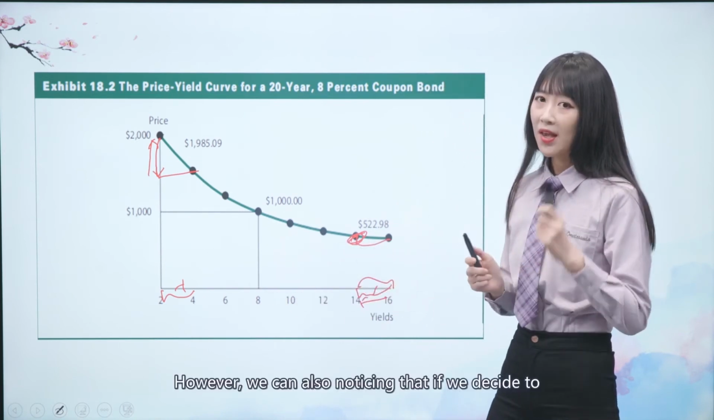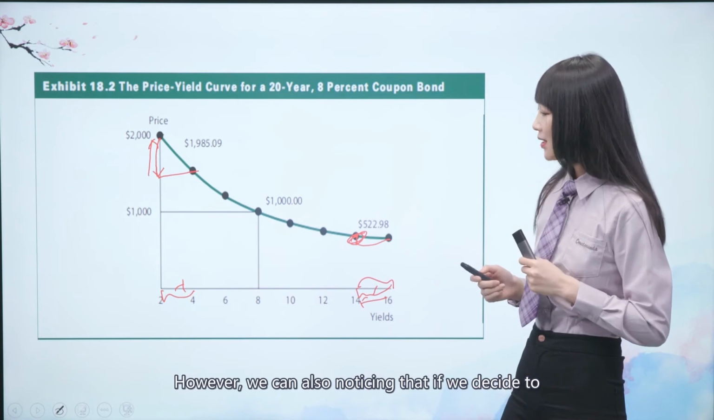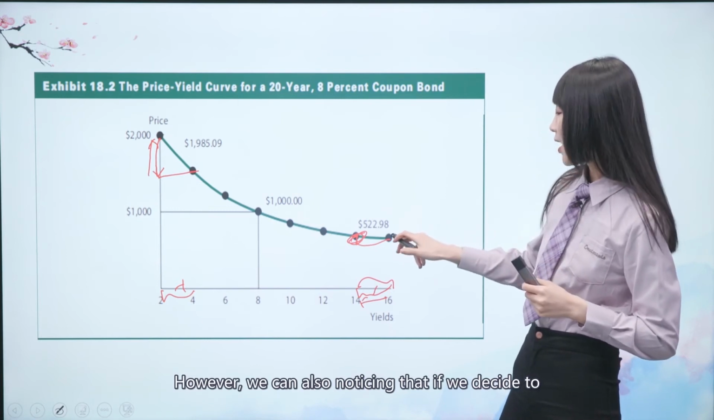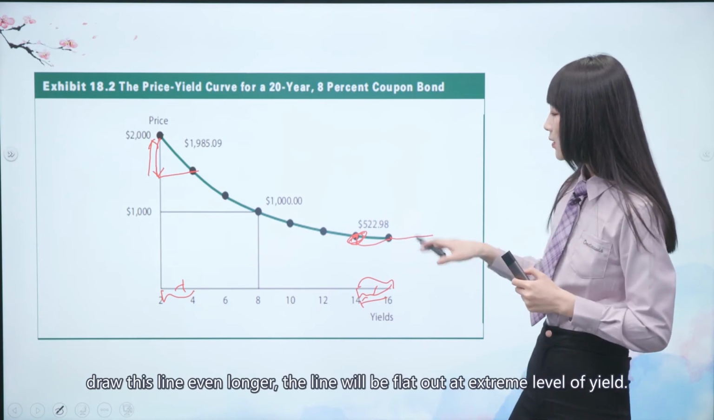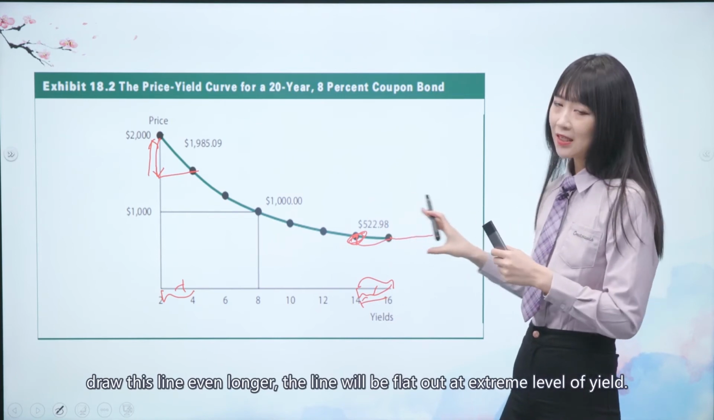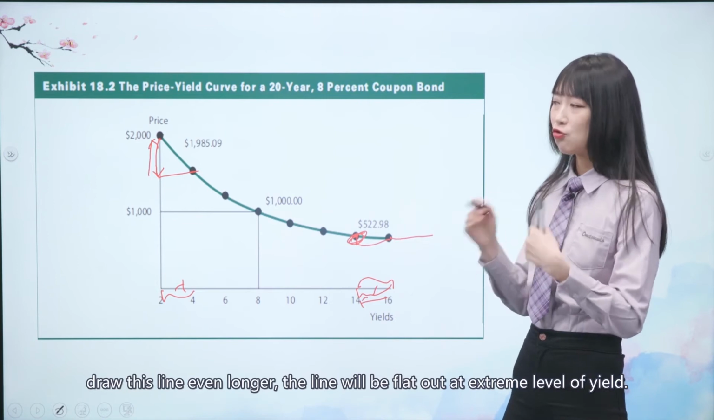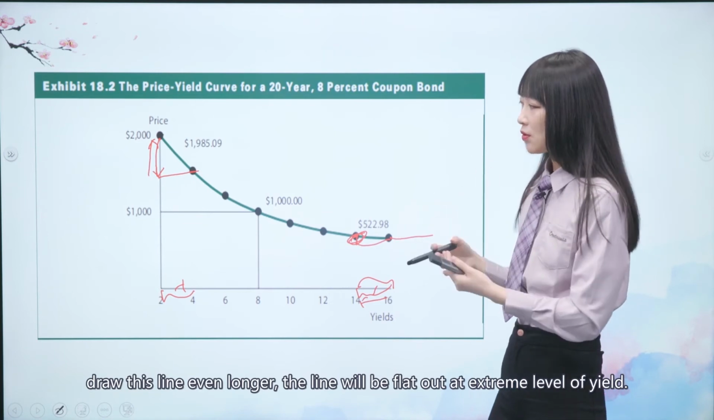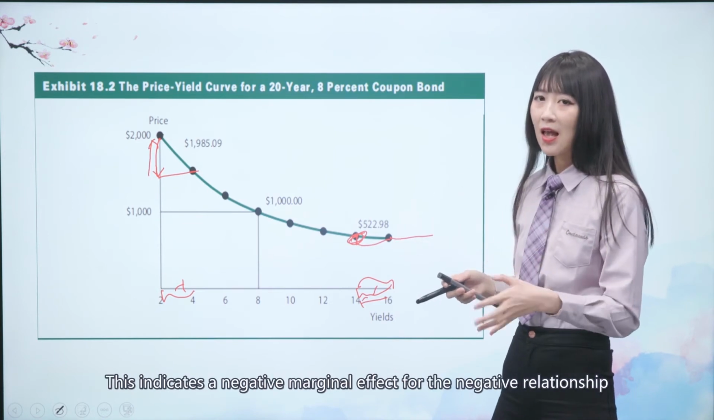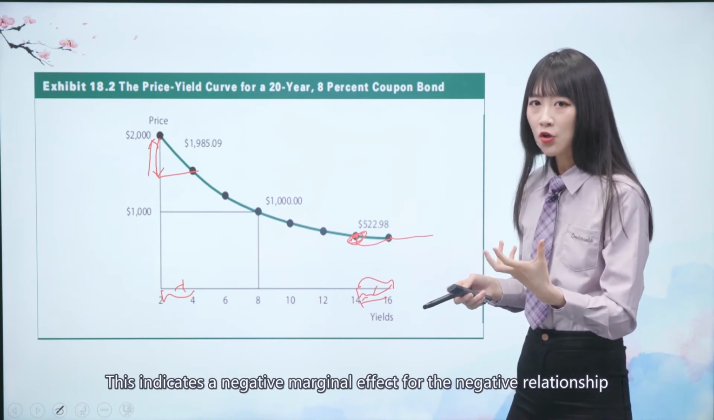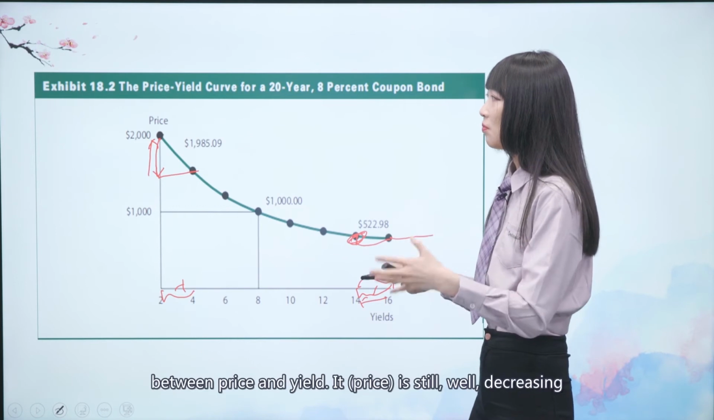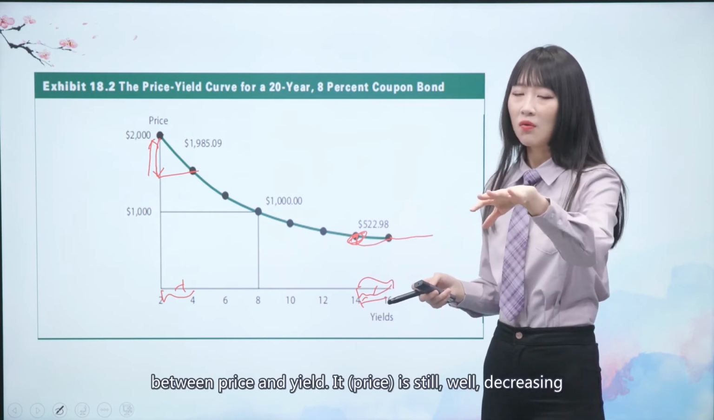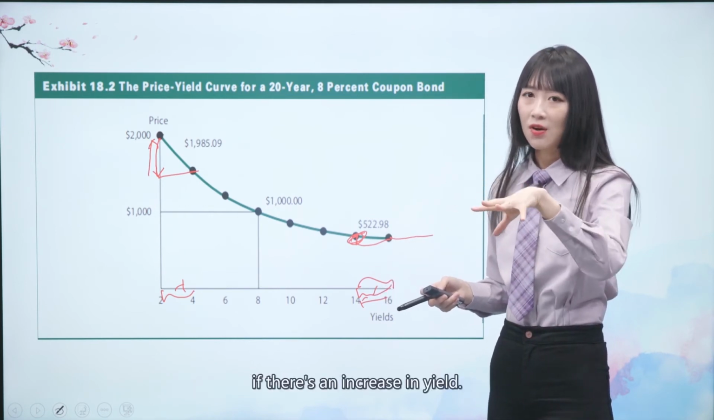However, we can also notice that if we decide to draw this line even longer, the line will be flat out at extreme levels of yield. This indicates a negative marginal effect for the negative relationship between price and yield. It is still decreasing if there's an increase in yield.